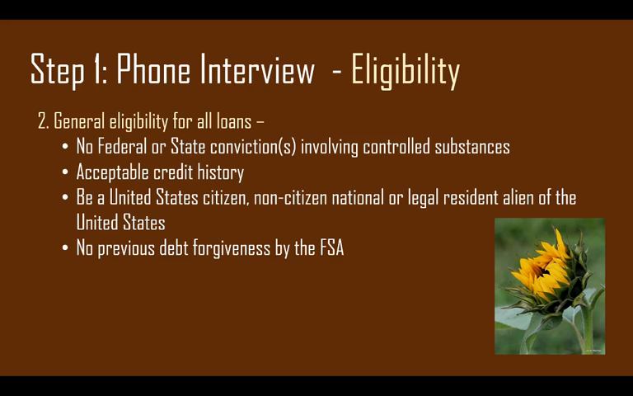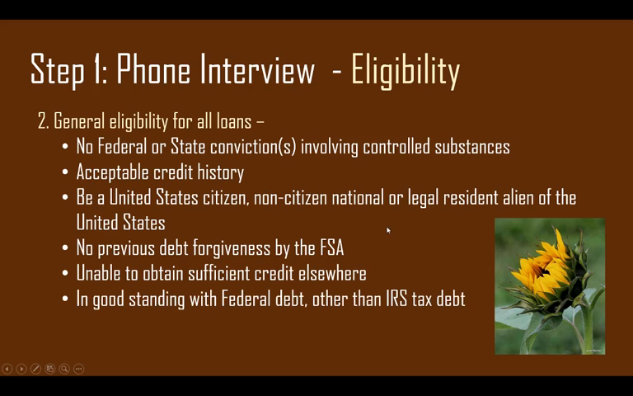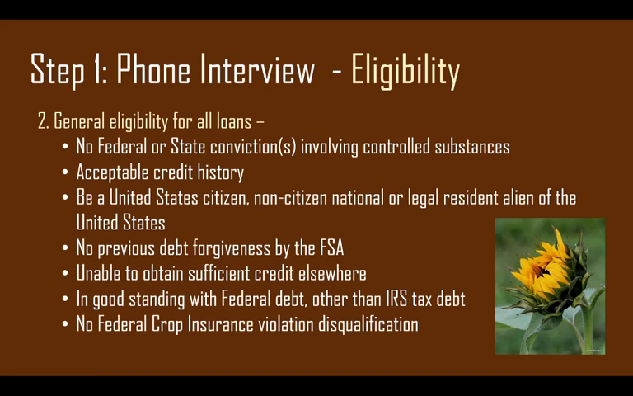So this is important. No previous debt forgiveness by the FSA. You need to be in the position where they haven't had to let you out of a loan that you previously applied for with the FSA. And then, like we talked about earlier, you need to be unable to obtain sufficient credit elsewhere and in good standing with any federal debt other than tax debt. And then no federal crop insurance violation disqualification.